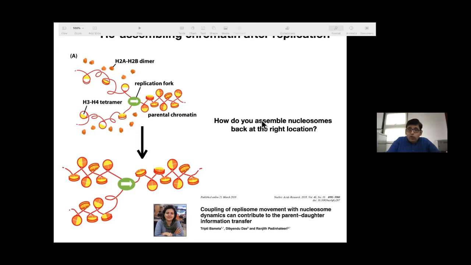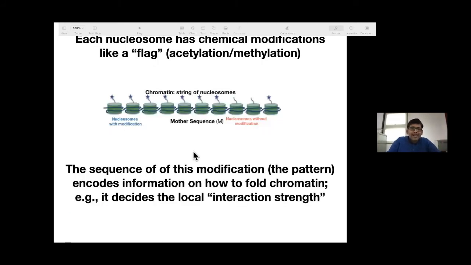How do you assemble the nucleosomes back at the right location after replication is an interesting question that we worked on. A part of this work we did with Tripti, when she was in Mumbai with Dibyendu, and we can read the details of this. But even if you assemble the nucleosomes back, there is another question, which is that each of these nucleosomes has some chemical marks. For example, the stars shown here are chemical marks, acetylations or methylations, and some of them will not have this mark, where you do not see the star. So there is a pattern of chemical marks along the one-dimensional contour of the DNA or the chromatin if you go along the nucleosomes.